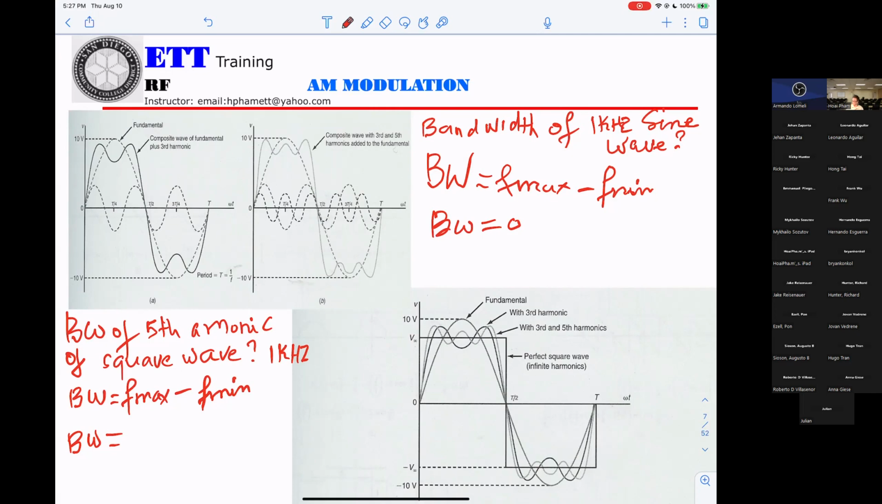What will the bandwidth equal? It will be equal to F maximum minus F minimum. The minimum will be 1 kilohertz. That's the fundamental. And the fifth harmonic means 5 kilohertz. The answer will be 4.